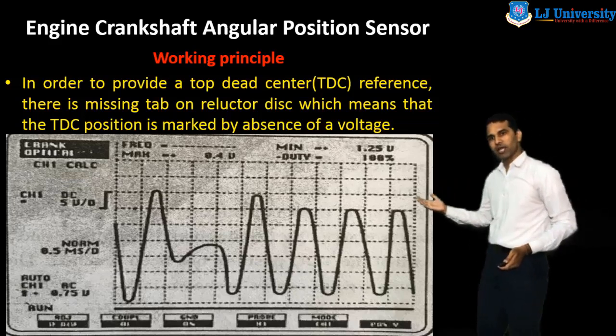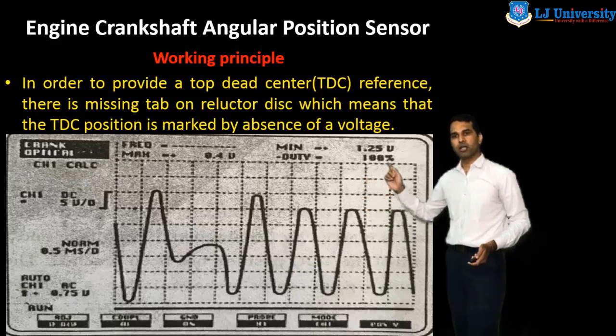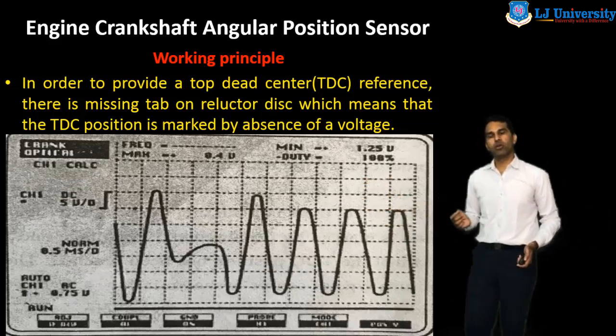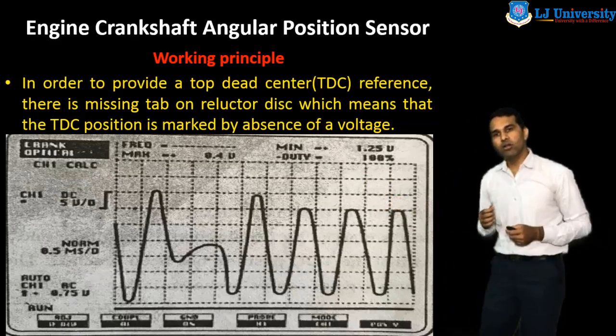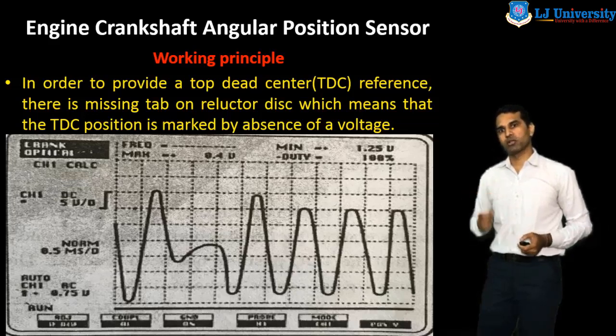Here we can see this is the missing tap. We can see the continuous wave, and then there is no wave. So it indicates the position of the TDC, or we can find out the position of the TDC by using the missing tap concept.